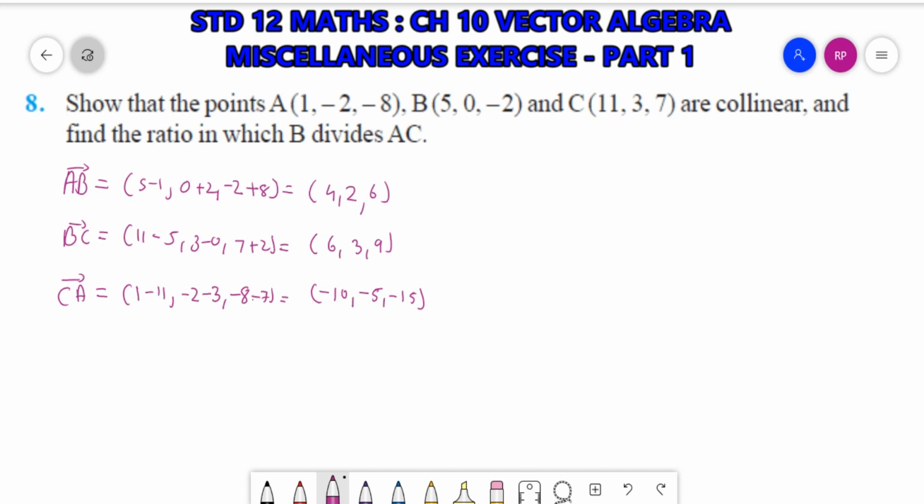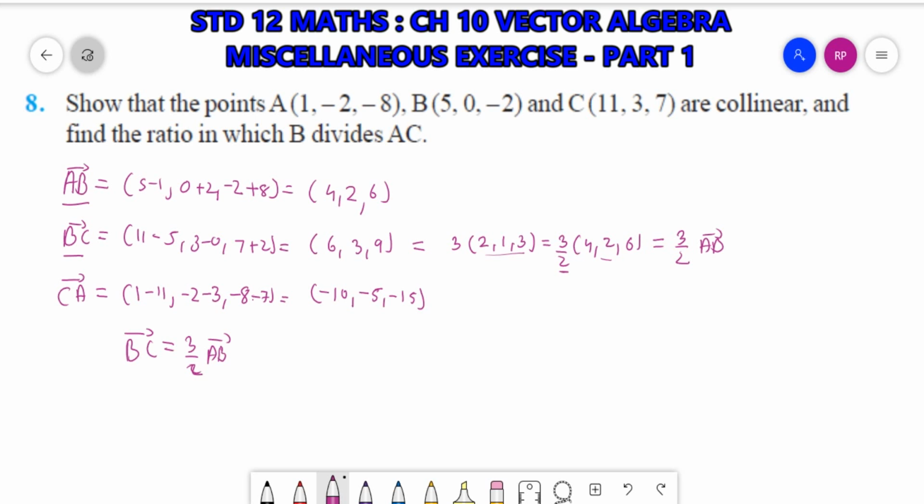Now see, if I take AB and BC and rearrange, from BC let's take 3 common. It will be 2, 1, 3 here. Now let's multiply and divide by 2. So 3 by 2 times (4, 2, 6): 2 twos are 4, 2 ones are 2, 3 twos are 6. I divide by 2 and multiply all three components by 2. So now (4, 2, 6) is AB. So this is 3 by 2 AB. I can write that BC is equal to 3 by 2 AB, right?